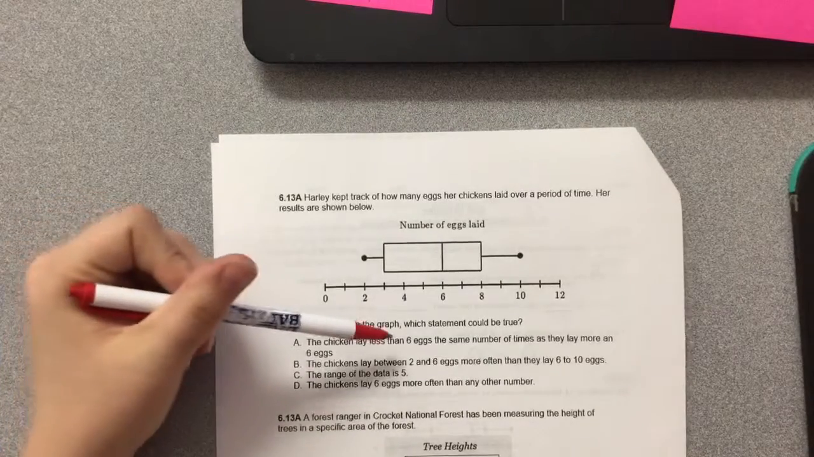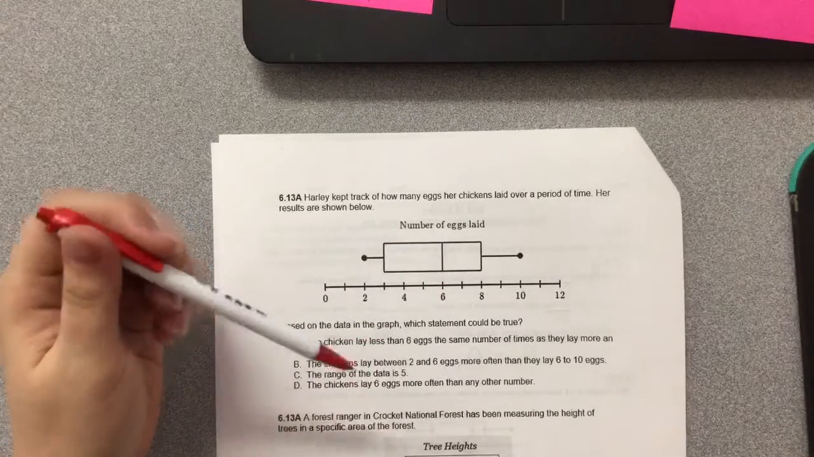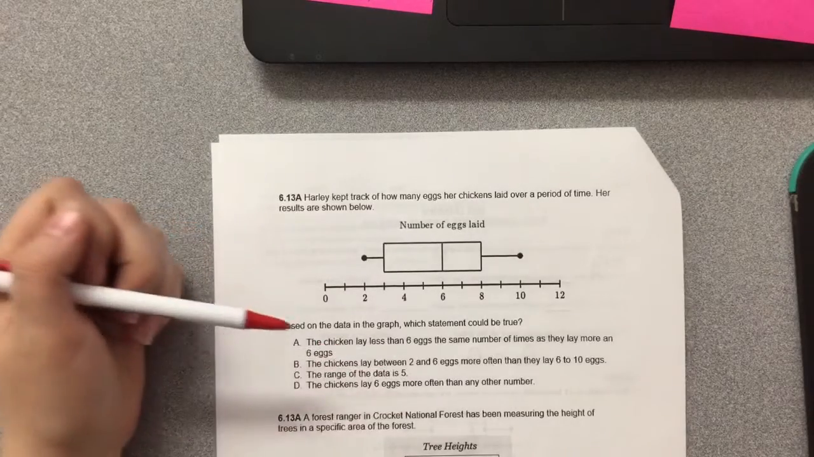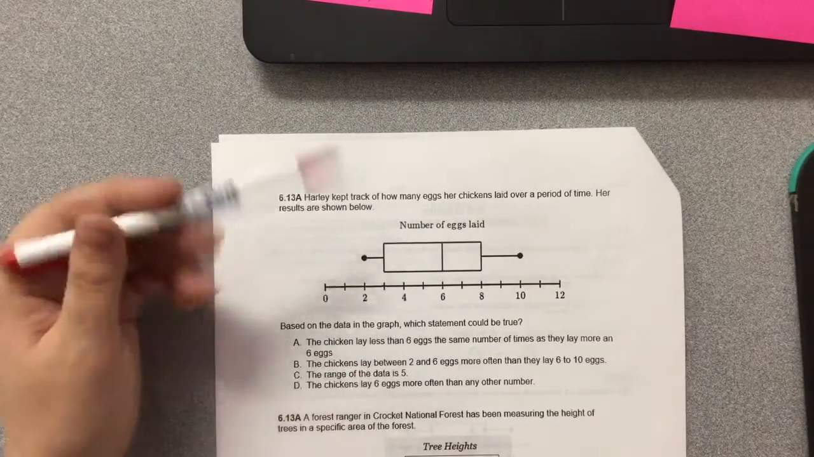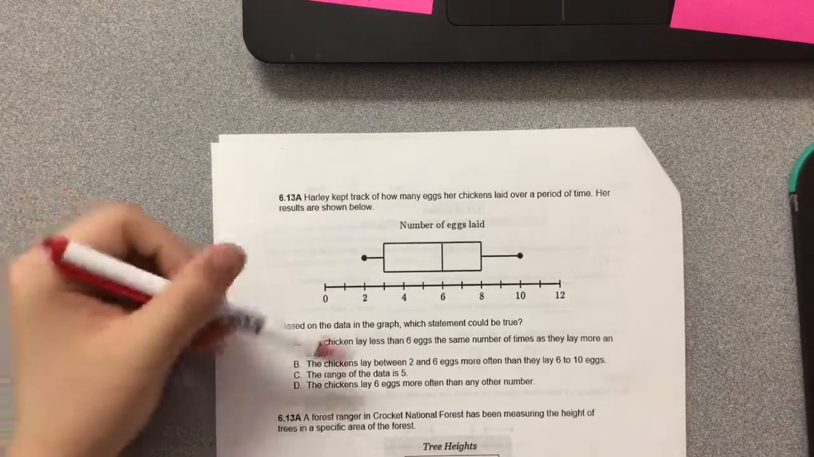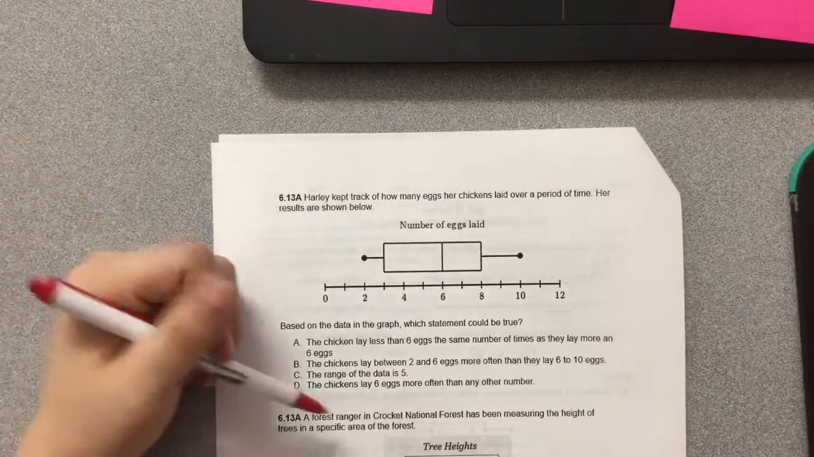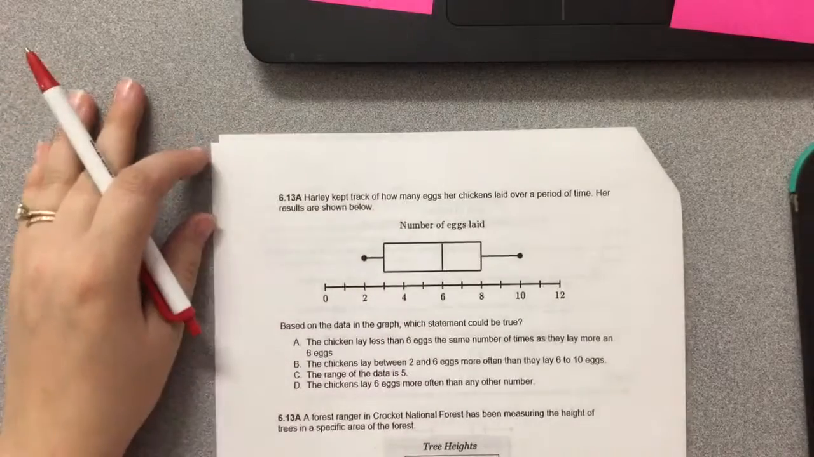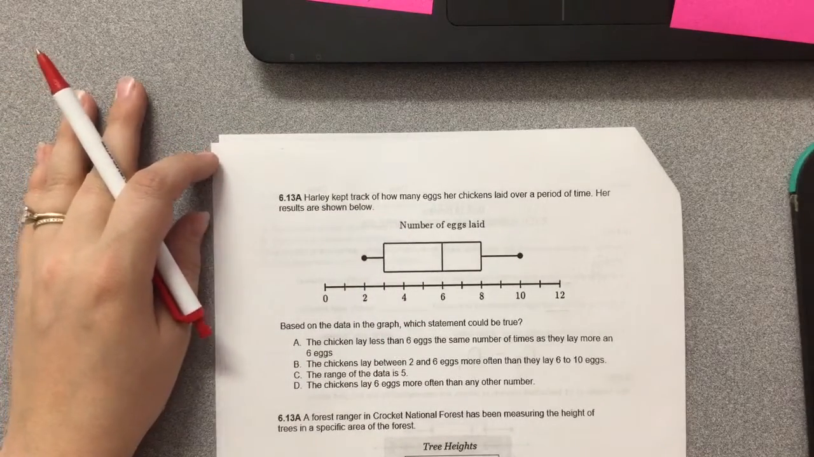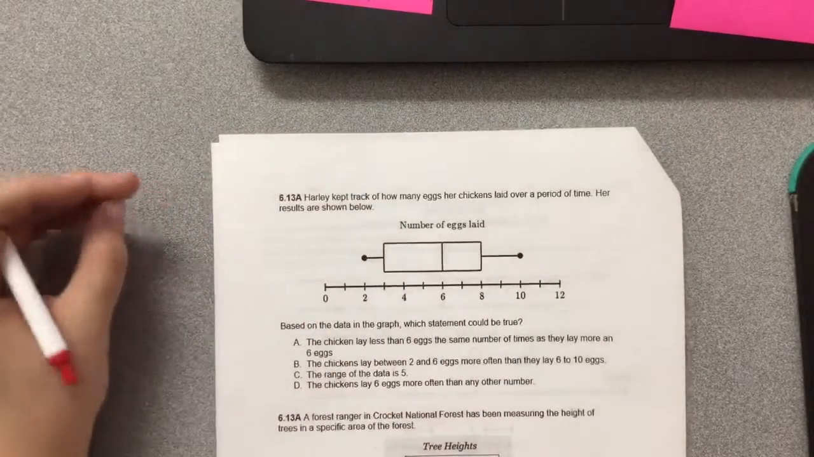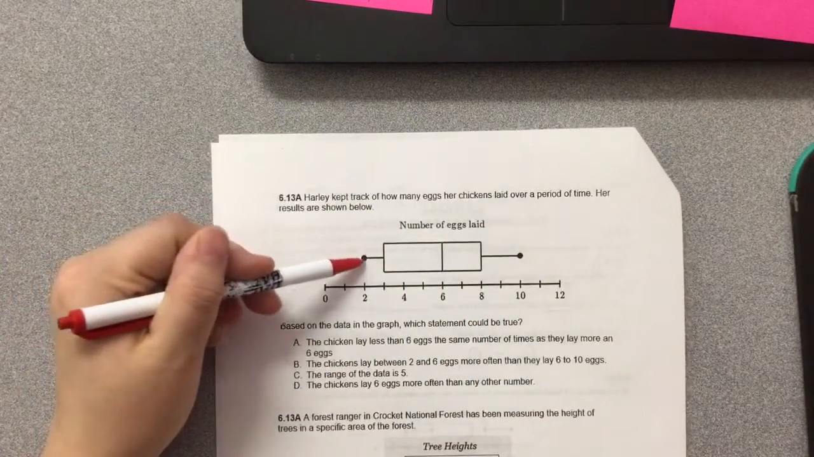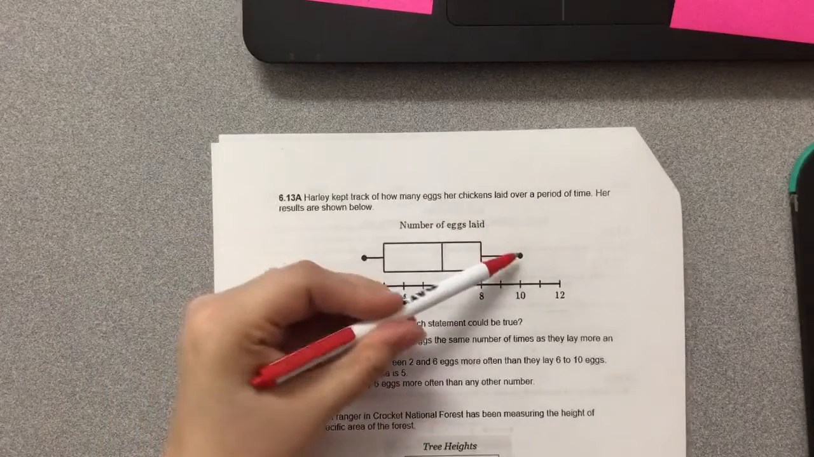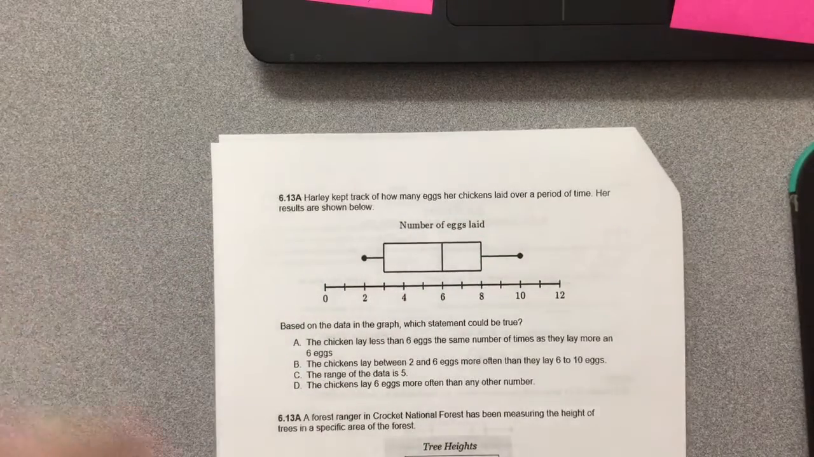So the chickens lay less than 6 eggs the same number of times as they lay more than 6 eggs. The chickens lay between 2 and 6 eggs more often than they lay 6 to 10 eggs. The range of the data is 5, or the chickens lay 6 eggs more often than any other number. So be very careful how you read this. Make sure that you're paying attention to your minimum, Q1, median, Q3, and your maximum.